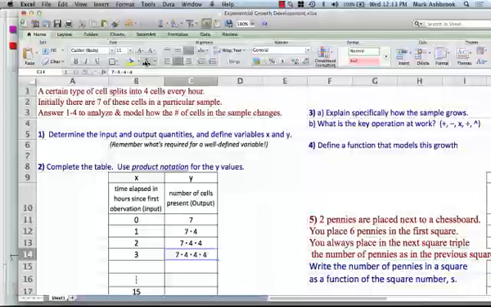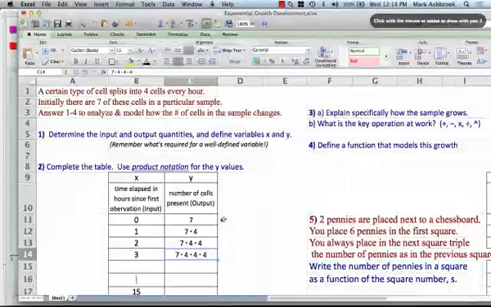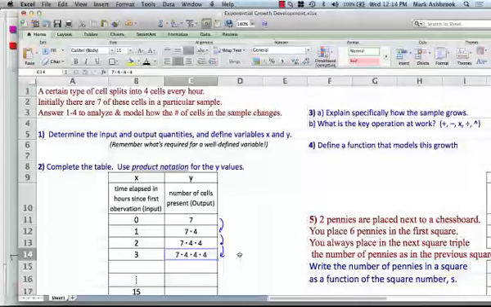Output is 7 times 4 to the hour. Don't worry about exponents. Just what's happening. How is the number of cells growing? That's what we're asking. Cells split into 4 every hour. Okay, so each of those is split into 4 the next hour, and the next hour is split. Okay, that's what's happening.